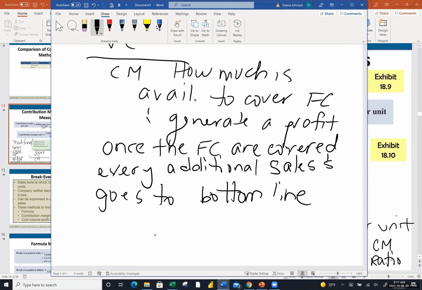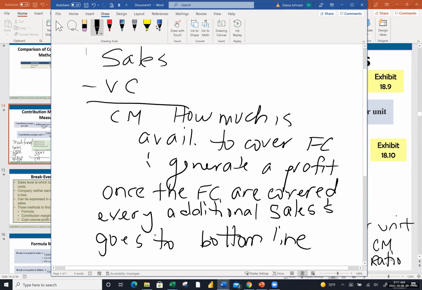So what is a contribution margin? The contribution margin is how much is available to cover fixed costs and generate a profit. So once your fixed costs have been paid off, then every additional sales dollar goes right to the bottom line. Now, if that seems confusing, I promise you that as we work out these problems, you'll have an idea of what I'm talking about. Questions on that?